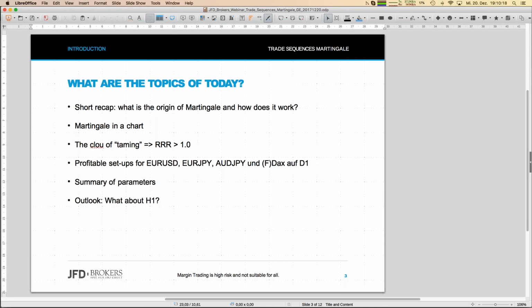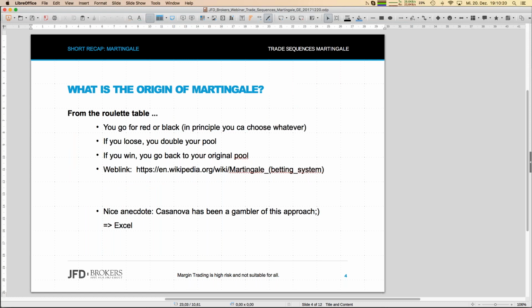So let's start with Martingale. What is the origin of Martingale? Originally, it stems from the roulette table, and I have to admit I'm not really familiar with the roulette table. I have visited a casino. How does it call? Casino. I don't know exactly the English name, but anyhow, I think you understand what I mean. Normally, what you do there, if you play Martingale roulette, you put money on red or black, and then you will either win or lose.